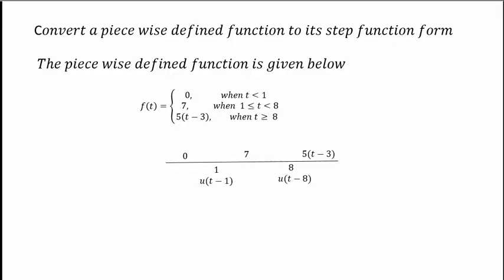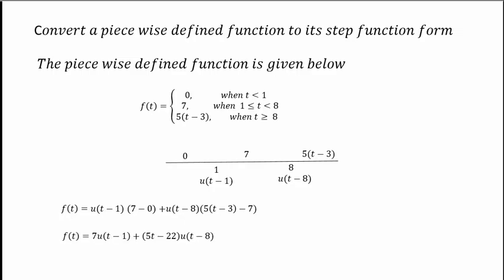So now how to derive the function? First, at t equals 1 we have u(t minus 1), and for 8 we have u(t minus 8), and we put all these values at the top within the boundaries. Now the derivation will be like, first we have u(t minus 1), and then the right side we have 7 and the left side is 0. We take the difference, 7 minus 0. And then plus u(t minus 8), and then we'll be taking 5 times t minus 3 minus 7. And then we simplify this one. So this is actually the Heaviside step function derived for the piecewise defined function f(t).